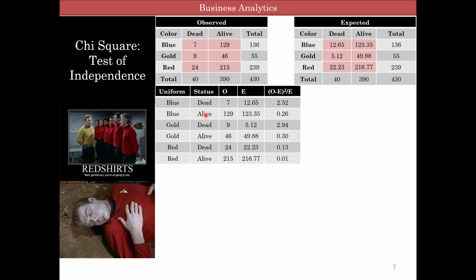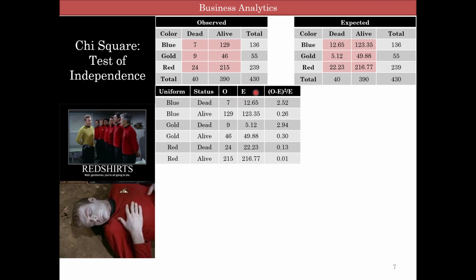We have status of dead or alive, right? And here's what is observed. Here's what is expected. 7 here, and then expected is 12.5. Same thing for alive. You observe 129 being alive. Expected is 123. Similarly for gold. Similarly for red, right?